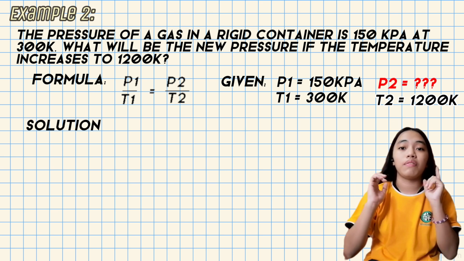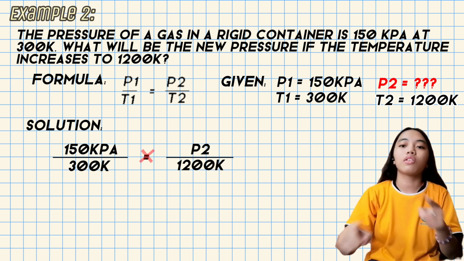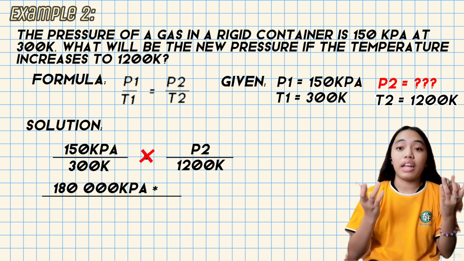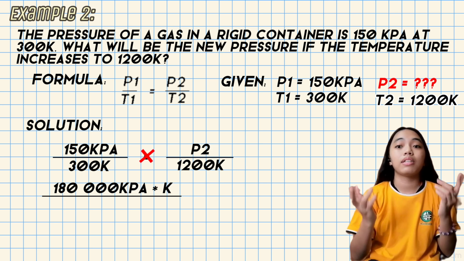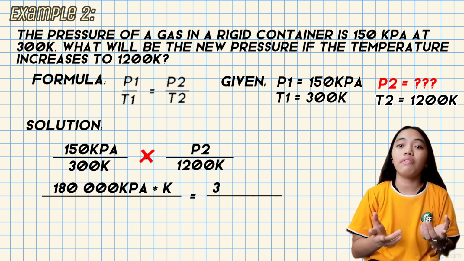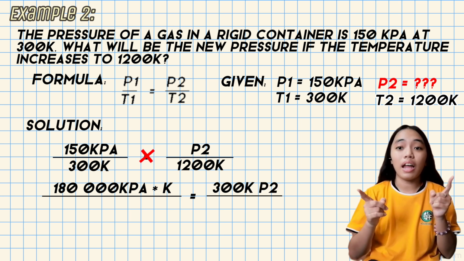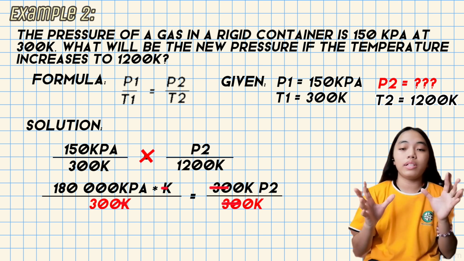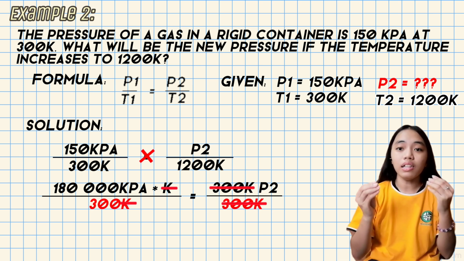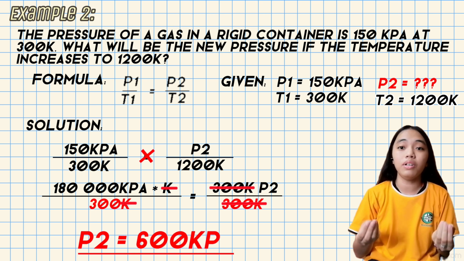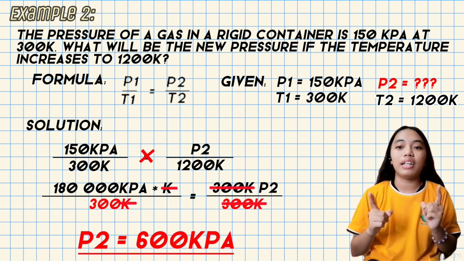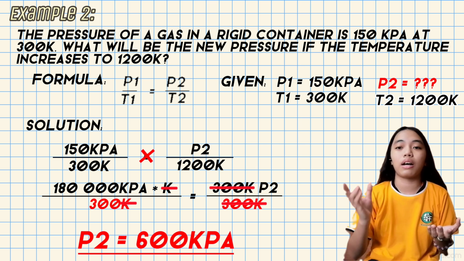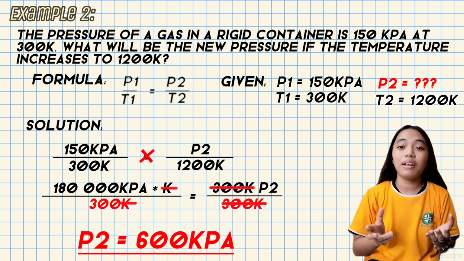We substitute the given values in the formula above and then cross multiply. Our answer will be 180,000 kilopascal times K is equal to 300 Kelvin times P sub 2. Then we divide both sides by 300 Kelvin. So for the last step, we simplify and divide. Now we got the answer, which is P sub 2 is equal to 600 kilopascal. Therefore, the new pressure if the temperature increases to 1200 Kelvin is 600 kilopascal.